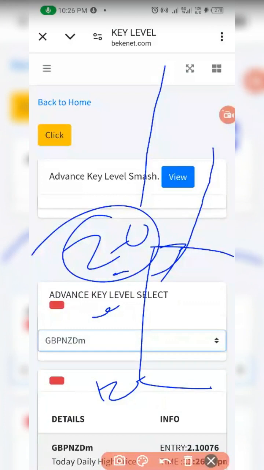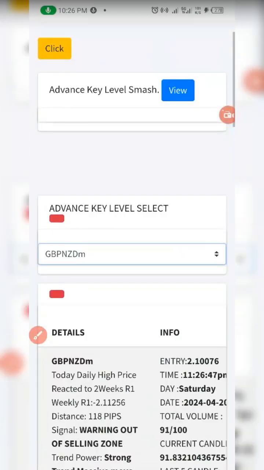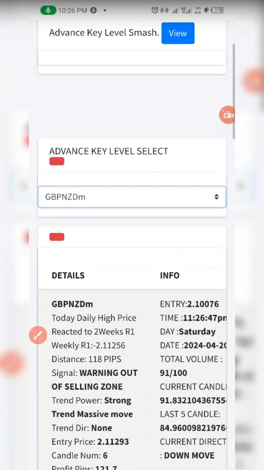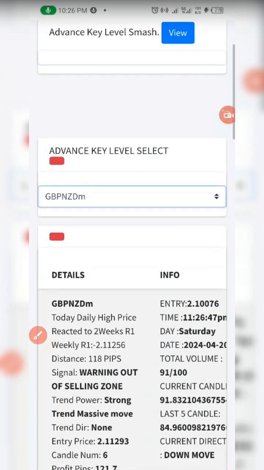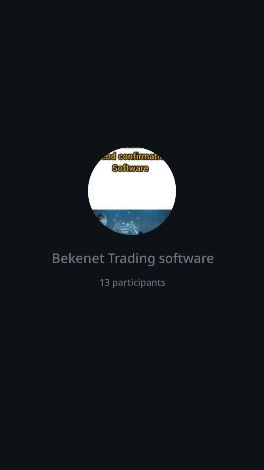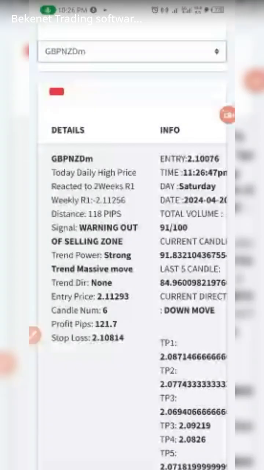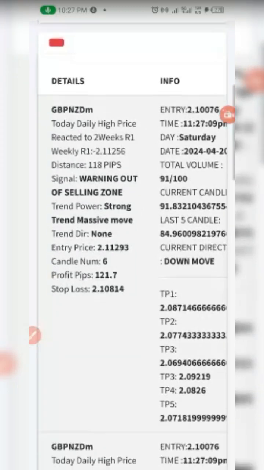But if I don't have any time, I just want to trade, I just come here, this advanced key level, let the machine do everything for me. I take my trade, put my SL and chill. Okay, I understand. That's it. But I can see about five take profits. Sometimes it does 5, 51.